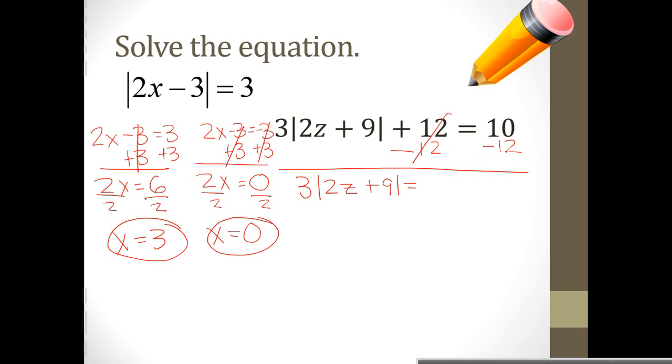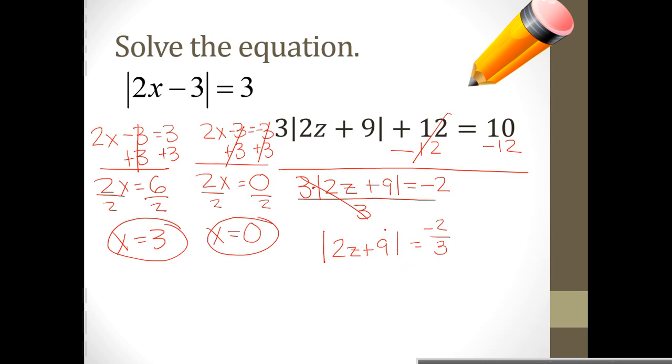And I get 10 minus 12, which is negative 2. Now, right now this 3 is multiplied. So I am going to divide by 3 everywhere. And I'm going to get, once those get canceled, absolute value of 2z plus 9 equals negative 2 over 3. Now, I notice I have a negative answer for absolute value. So if you remember back, I said absolute value, whatever I have for an answer, should be positive.